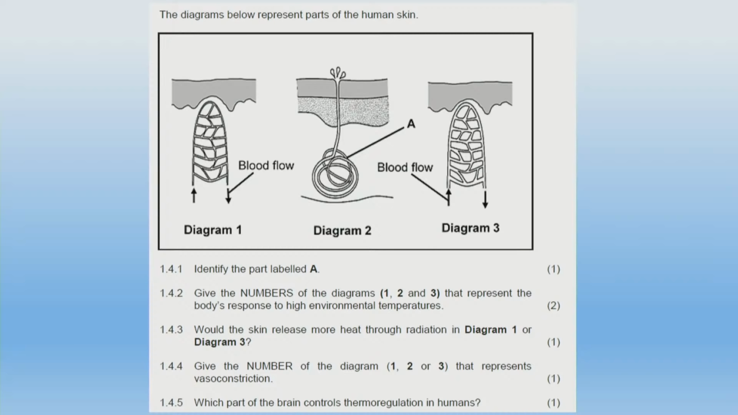So question 1.4.5, which part of the brain controls thermoregulation in humans? You still remember that it will be the hypothalamus. So please make sure again that you revise temperature regulation. On a hot day, you drill, and after that you will know that temperature regulation during a cold day will be the opposite of that one, the hot day, please.